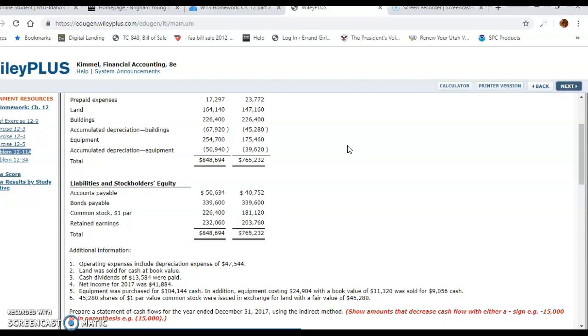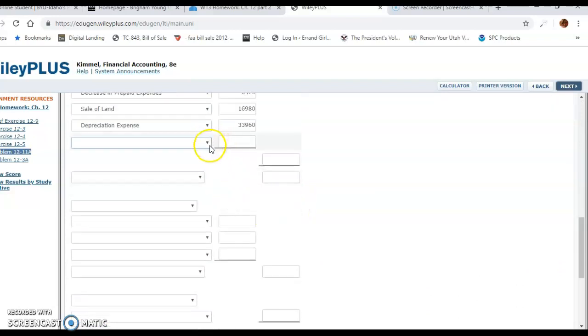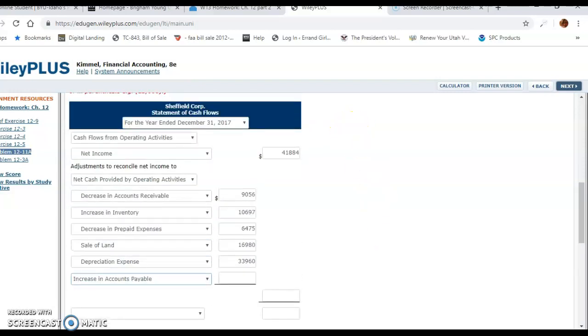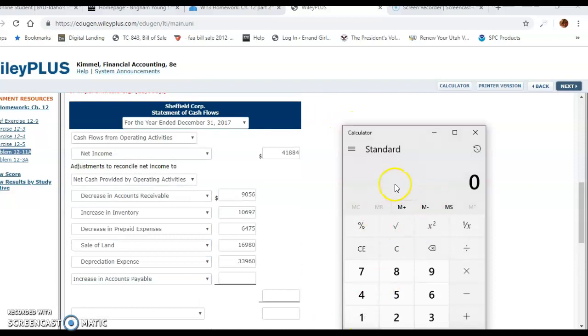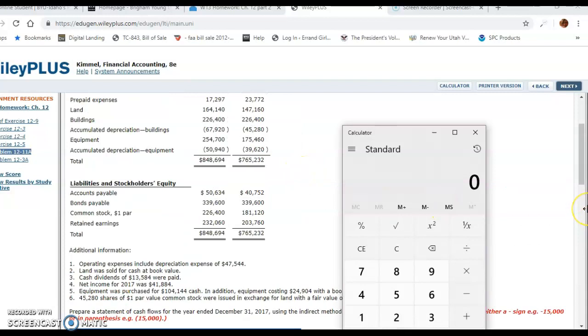And we had, in 2017, an increase. So I'm going to do accounts payable increase. Increase in accounts payable. And let's see, where's my calculator? Accounts payable. Okay. We have 5,634 minus 40,752, 9,882.